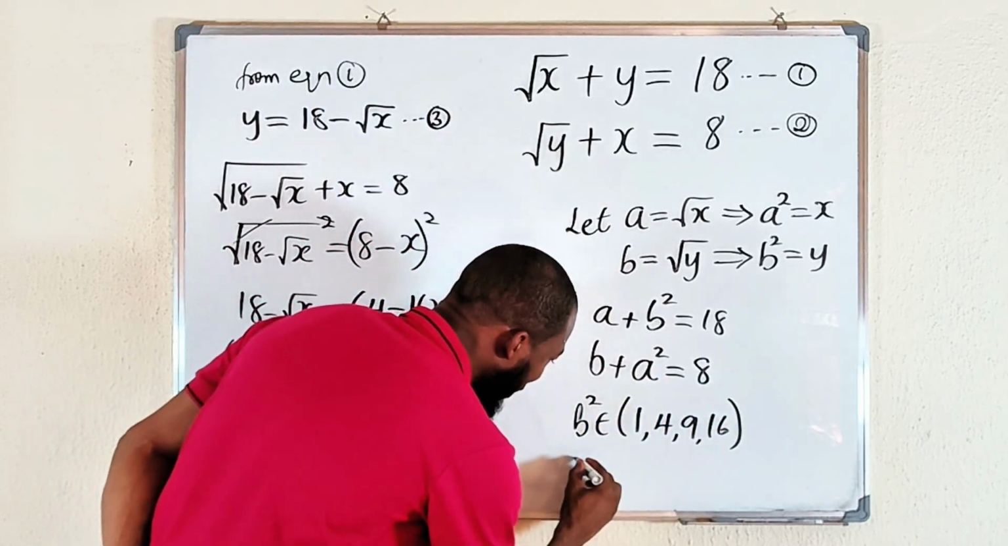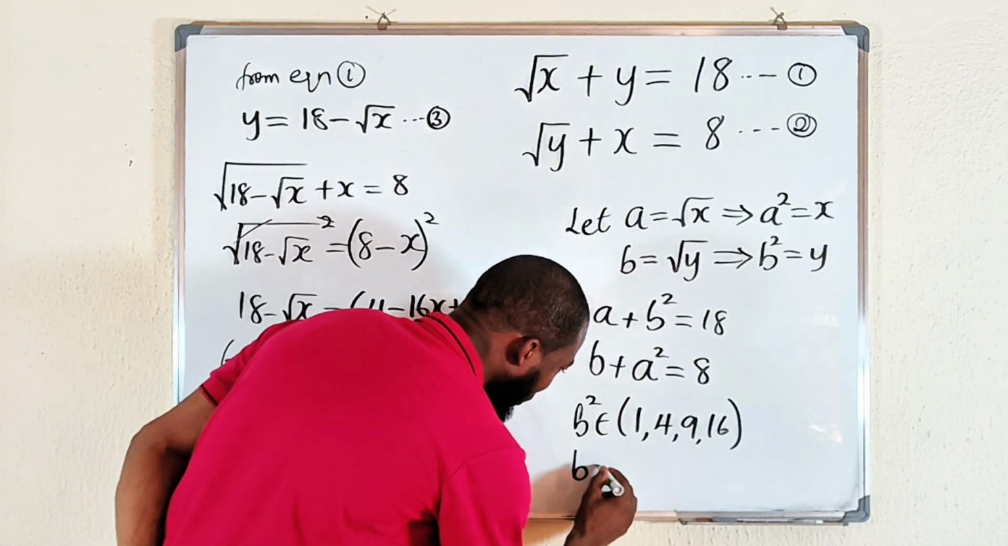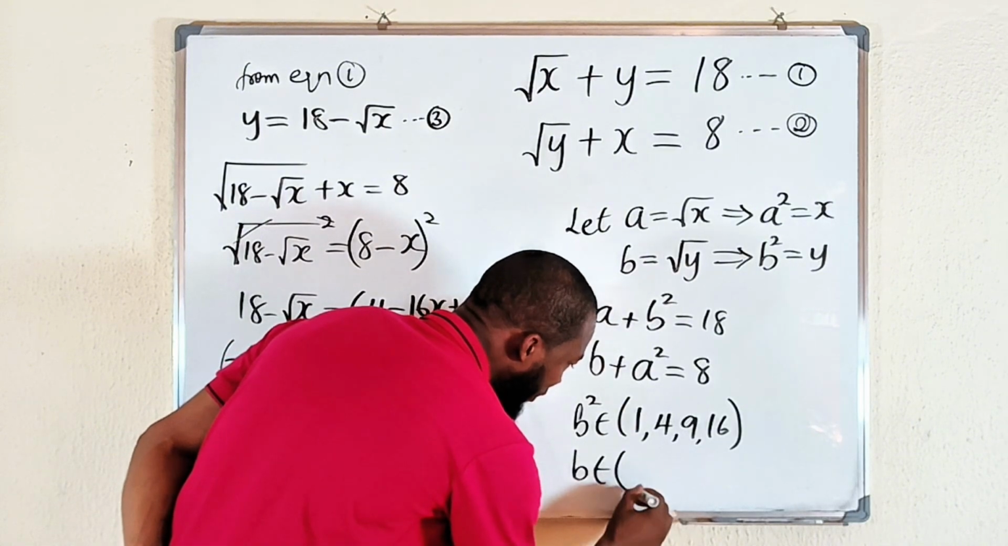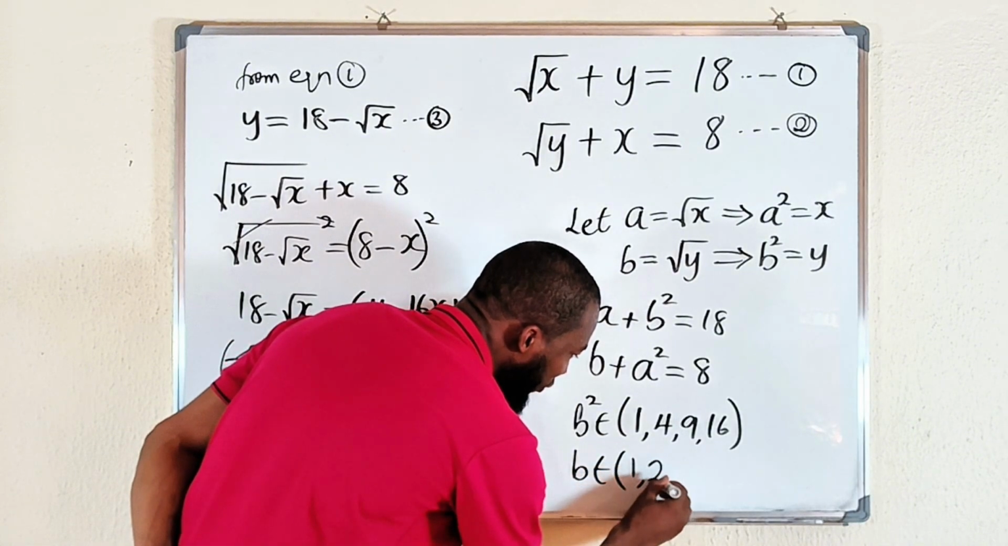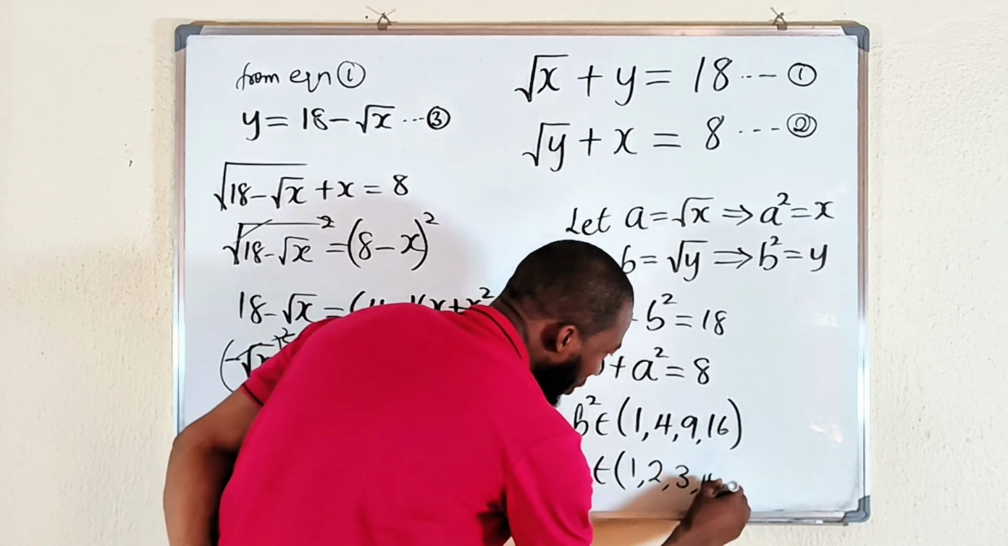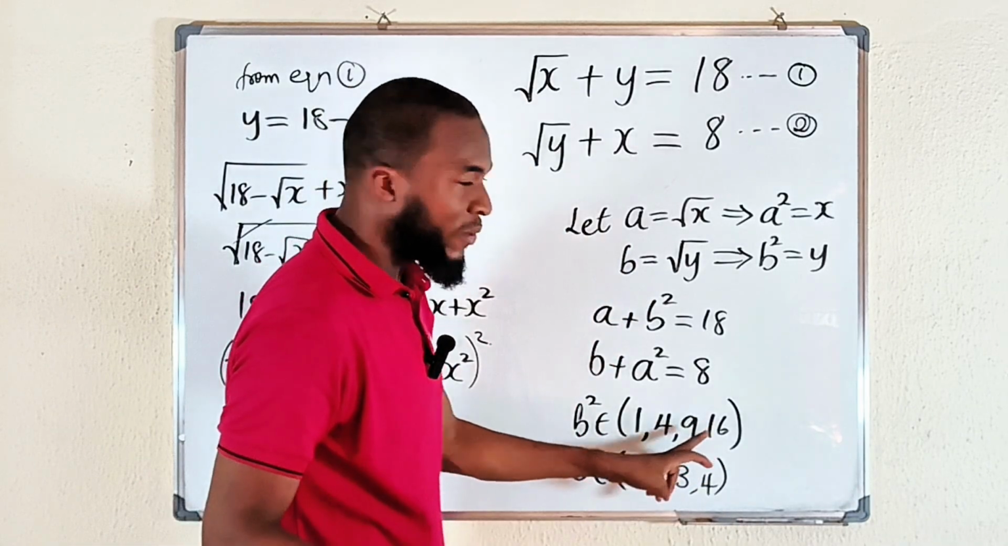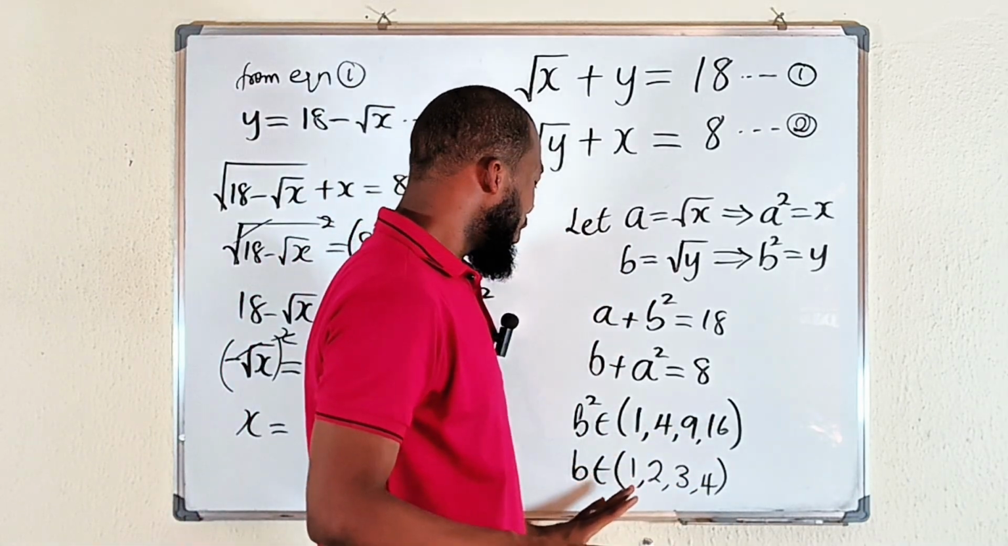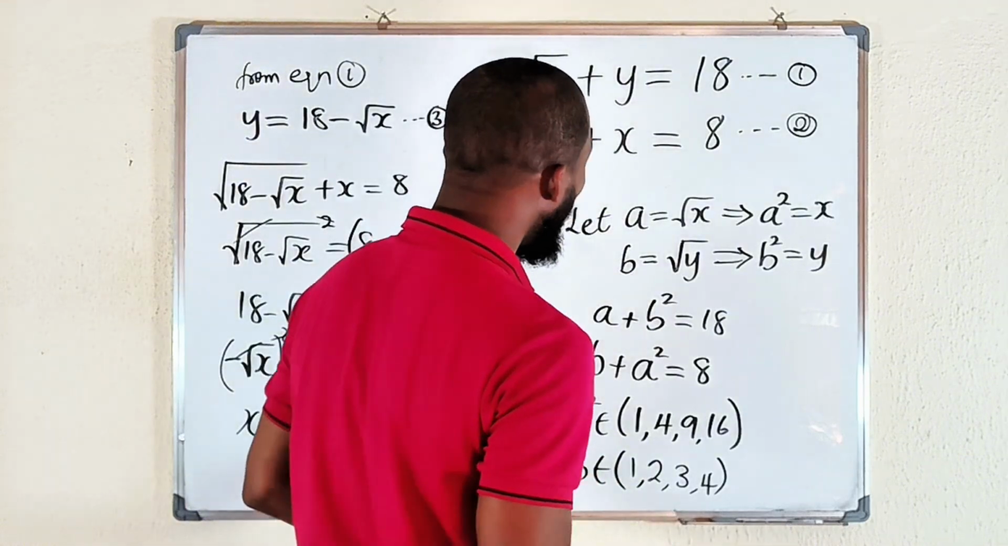Then if that is the case, what will be the value of b? b belongs to the set of numbers 1, 2, 3, and 4. You can do that by taking the square root of these numbers. So we are done with b. Let us do the same thing for a.